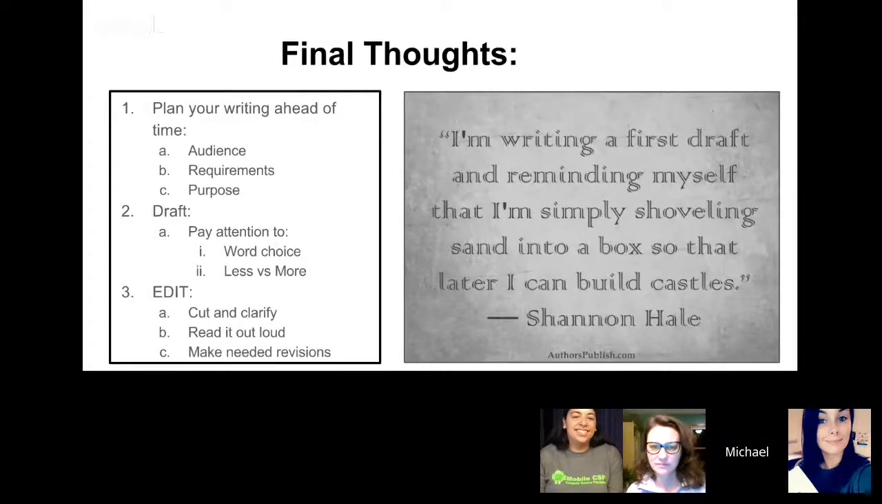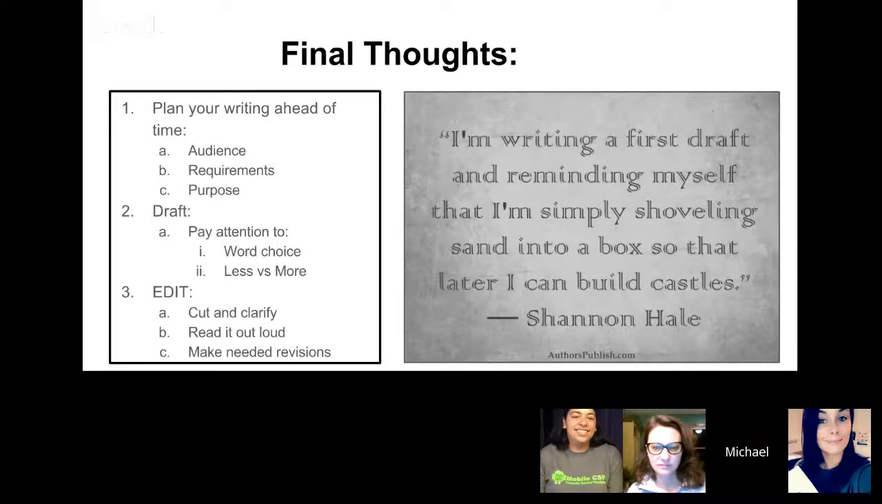And to really go through the assignment and say, in this section, who is your audience? What are the requirements? What's the purpose? To think section by section and to plan that out. And then during the drafting process, to try to think of word choice and less is more, to do your best, but to not worry about the word amount. Go over and cut. That's part of the writing process for everybody.